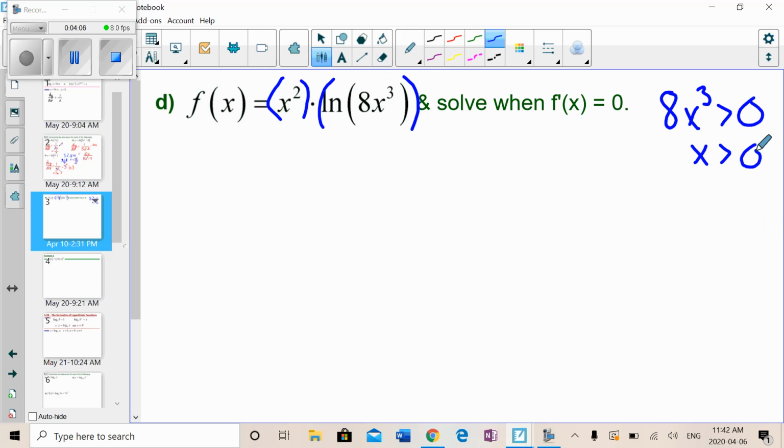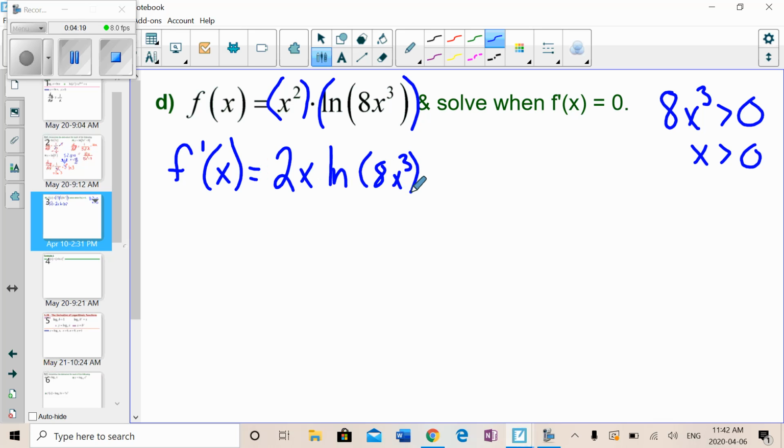Okay, so the derivative, f prime of x. Like I said, it's a product rule question, so it's the derivative of the first thing times the second thing, plus the derivative of the second. So you're going to have to be careful with this one. It's ln of a quantity, so it's 1 over that quantity.